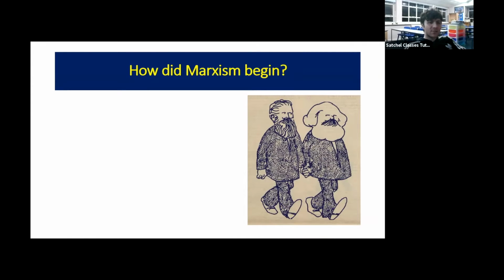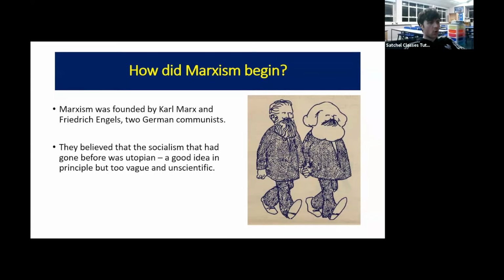So how did Marxism begin? Well, it was founded, as we know from our keywords, by Karl Marx and Friedrich Engels, who were 2 German communists. And what they believed was that all the socialism that had gone before was a good idea. They liked the idea in principle, morally, of equality between people. But they said it was too vague and too unscientific, a kind of head in the clouds model of socialism. And so they wanted to make it scientific.